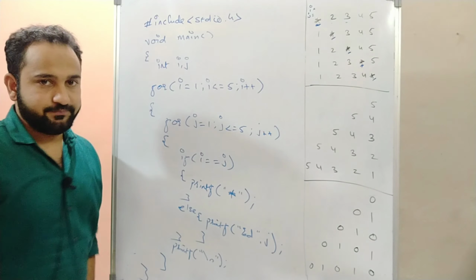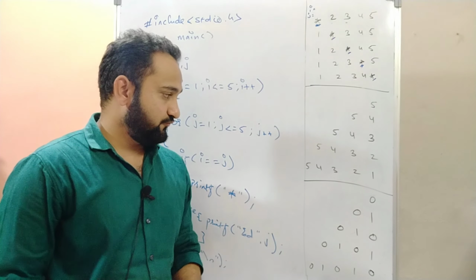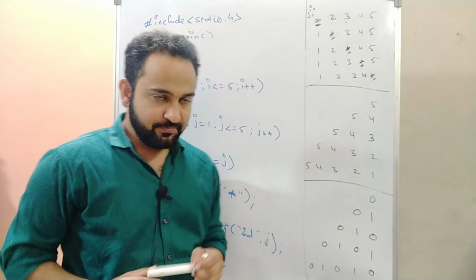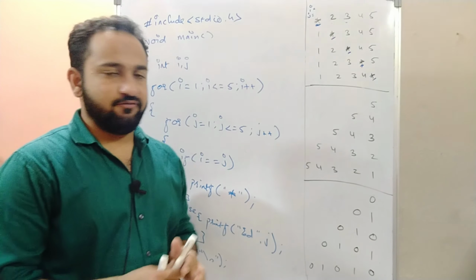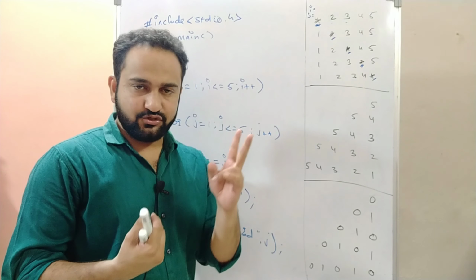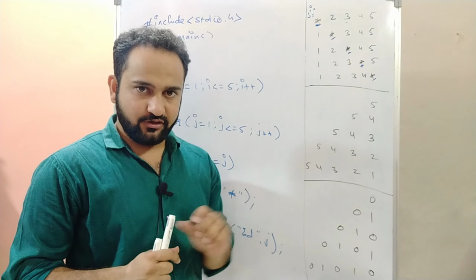Think about the second one. It's 5, 5 4, 5 4 3, 5 4 3 2, 5 4 3 2 1. It's the value of j, remember? But it's not simply the value of j. It's not 1, 1 2, 1 2 3, 1 2 3 4, right? Two things you have to consider. First is alignment and second is pattern.